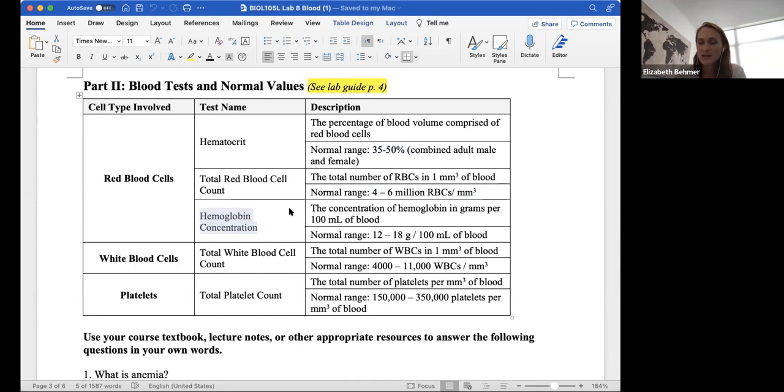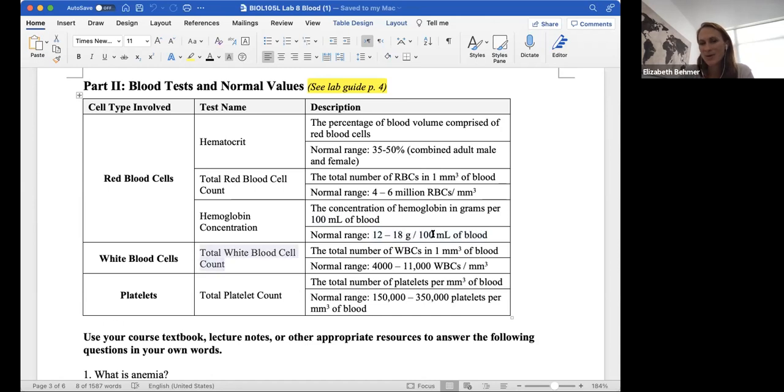Hemoglobin concentration is the concentration of the protein in grams per 100 milliliters. And hemoglobin is important because the amount of hemoglobin in your red blood cells will directly affect how much oxygen they can transport. So if you're taking a blood test and someone has, let's say, 8 or 10 grams per 100 milliliters, that probably means they're having low oxygen because they don't have enough hemoglobin to transport the blood.